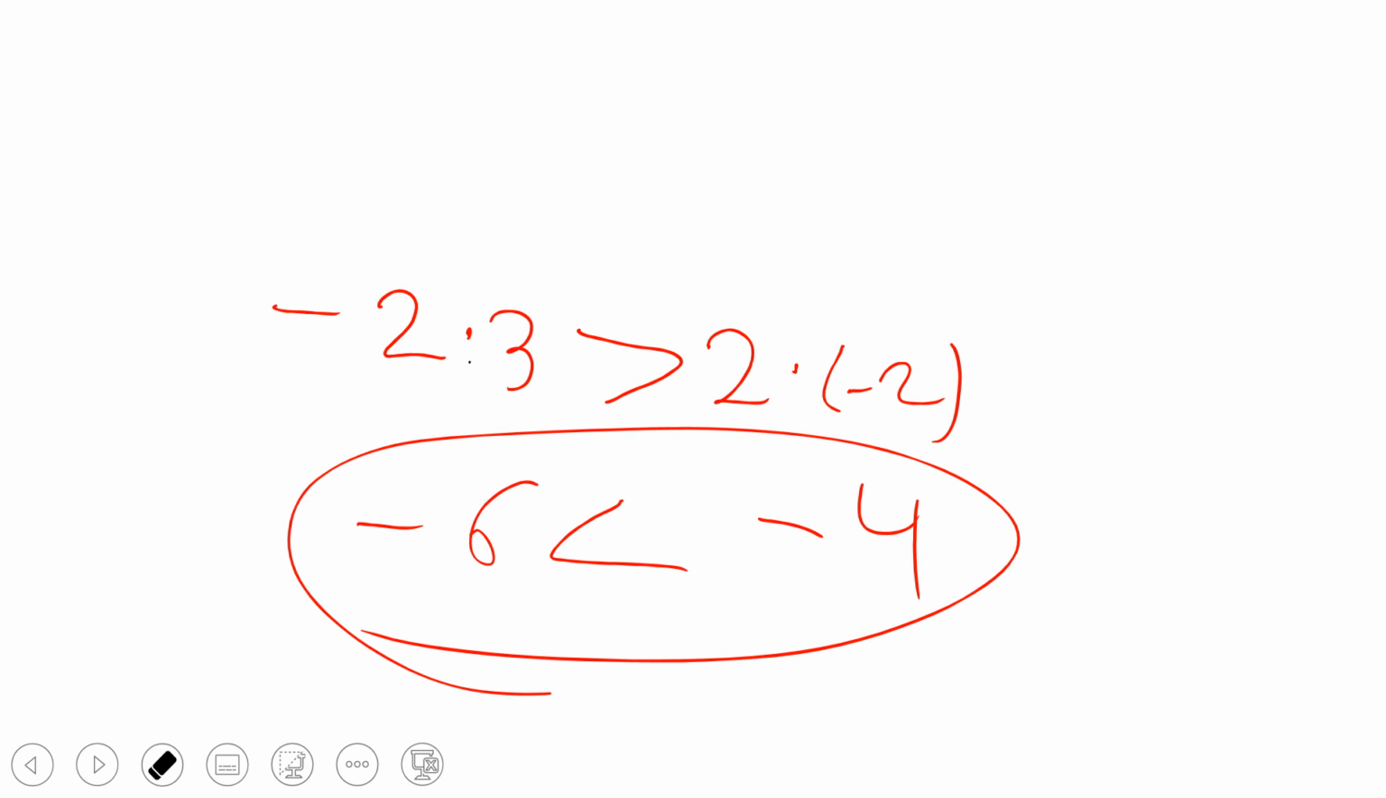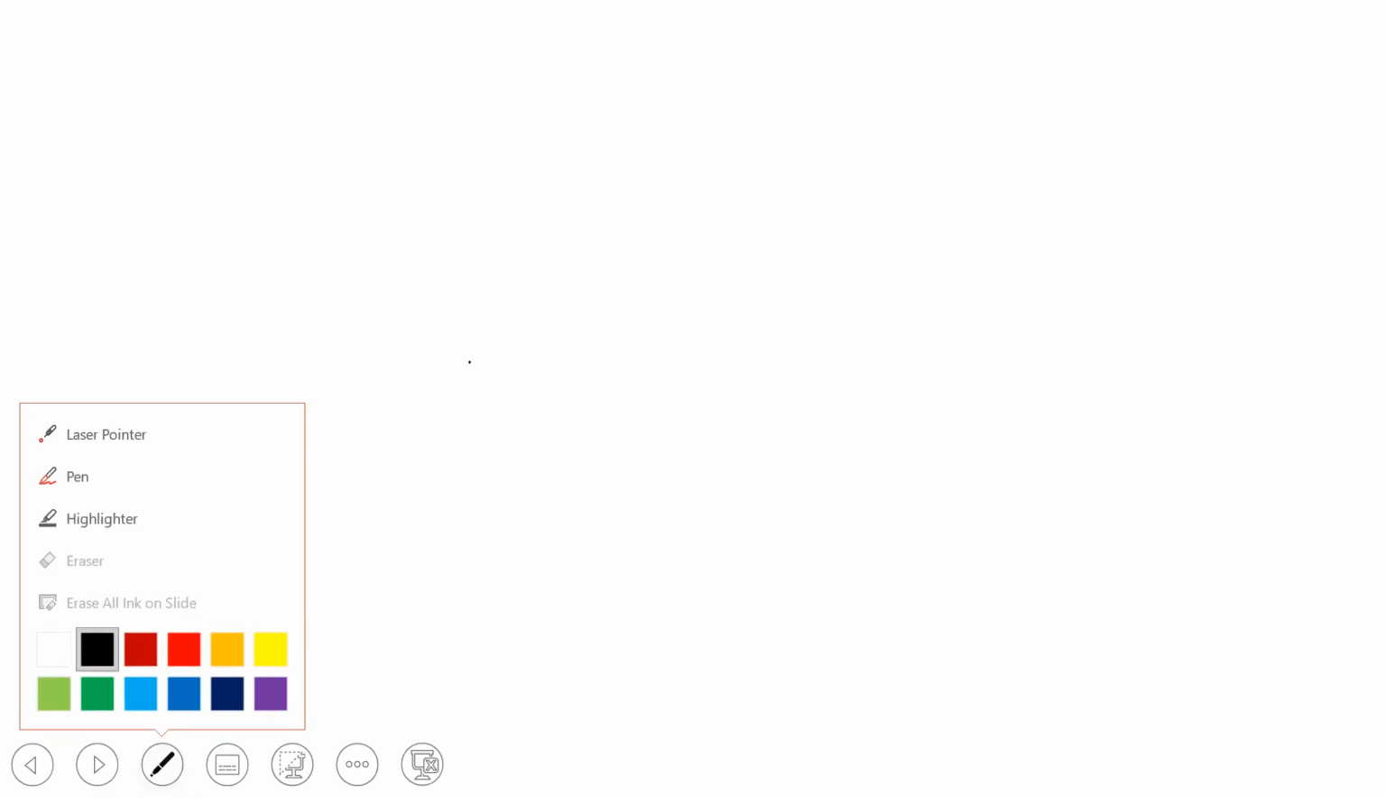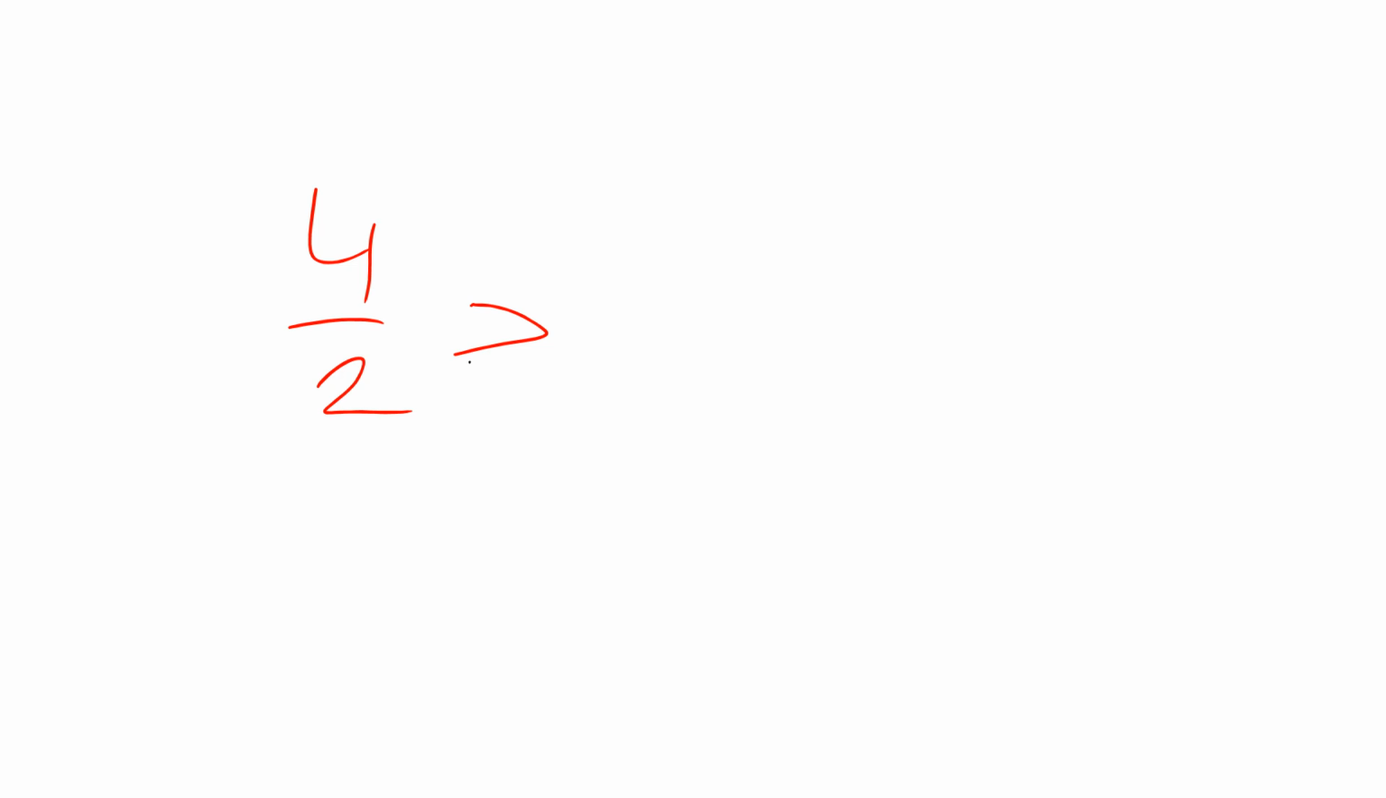And the same thing with division. When we divide both sides by the same number, let's say we have 4 and 2, divided by 2, that's going to be the answer.